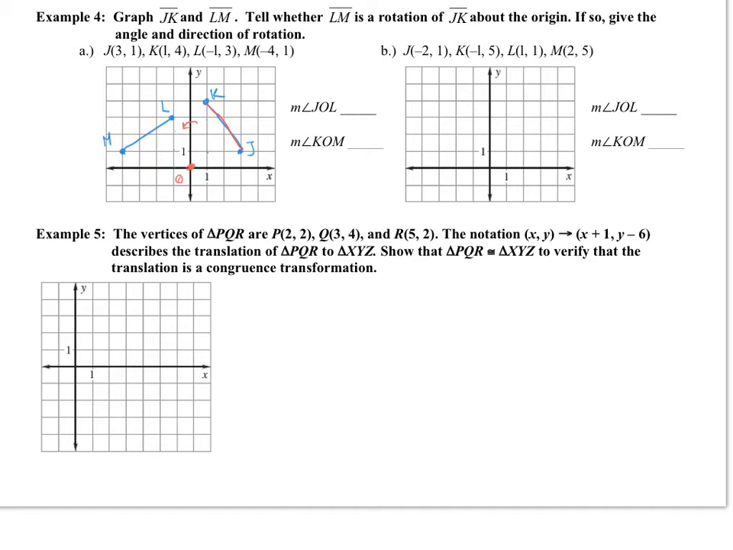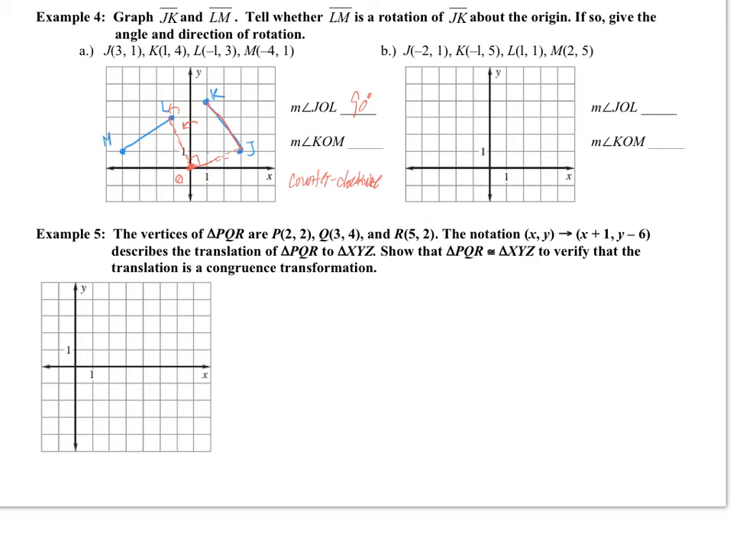So if you think about taking this segment and rotating it to the origin, and then rotating it to point L and then to LM, you can tell that it's moving in a counterclockwise direction. So measure angle JOL here will be a 90-degree rotation.